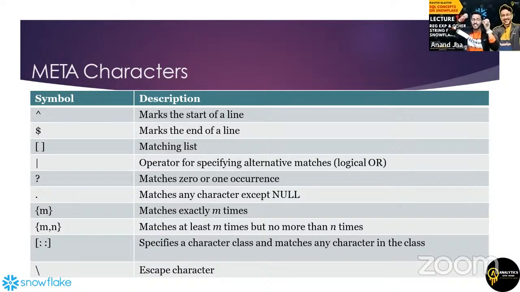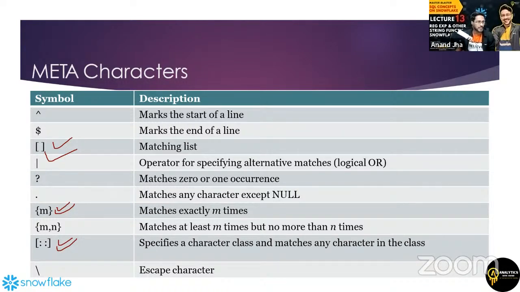Two colons means it specifies a character class and matches any character in the class. These two are important. I'm making use of this, so make sure you're aware. This and this. And also I'm making use of this. Exactly M times, because before the dot three, after the dot three, and after the dot four. This means a matching list, and two colons means specifies a character class and matches any character in the class.